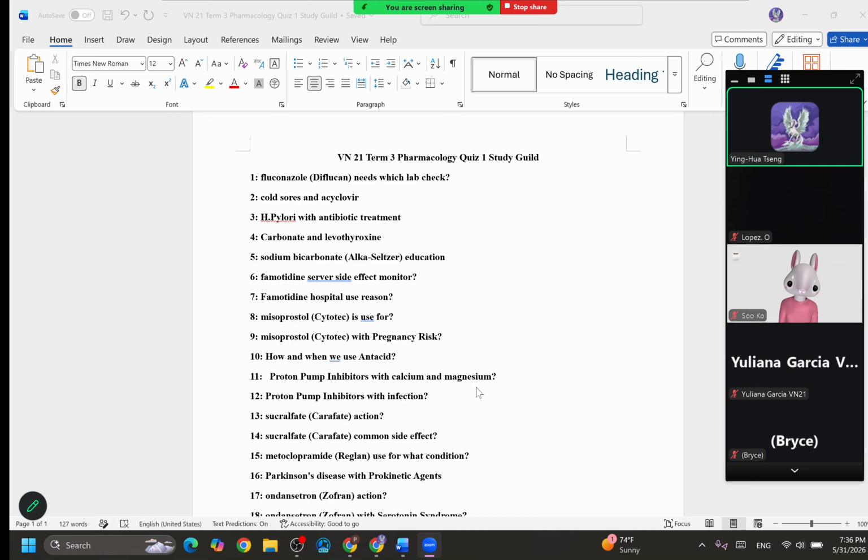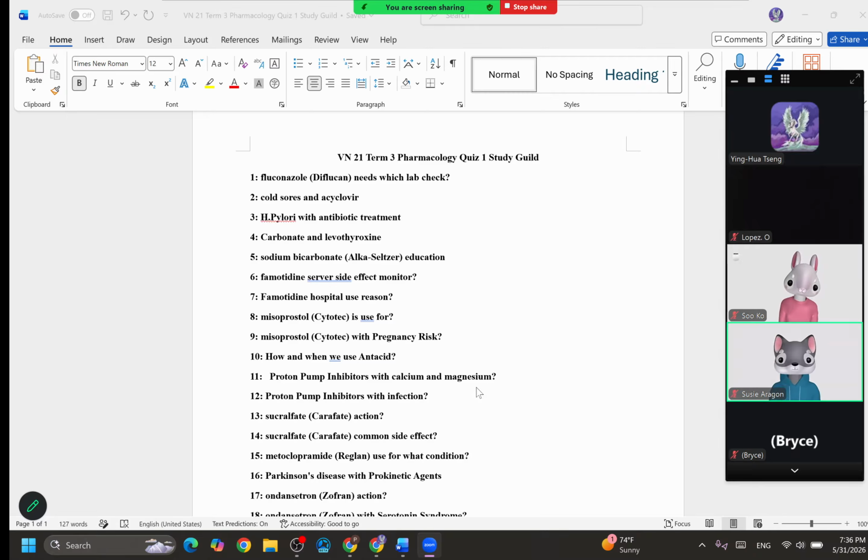Okay, so the second one, the cold sore and acyclovir. The patient has a cold sore and is taking acyclovir, this kind of antiviral medication. Let's talk about the cold sore. Is it contagious? Yes, this is contagious. That's why I say no kissing. So this is a contagious disease, and you need to put on a mask for sure. This is a kind of droplet contagion. It's from the herpes virus, so that's why we're taking the antiviral medication.